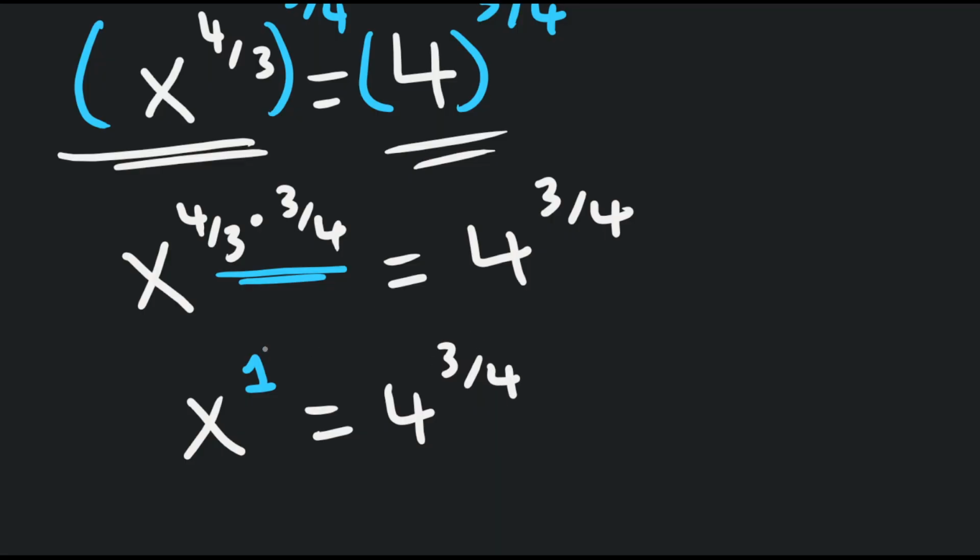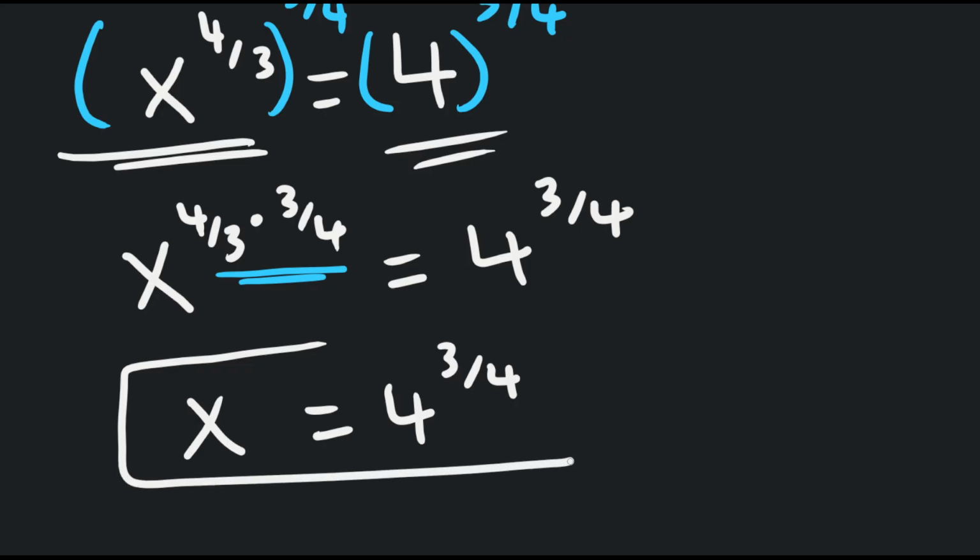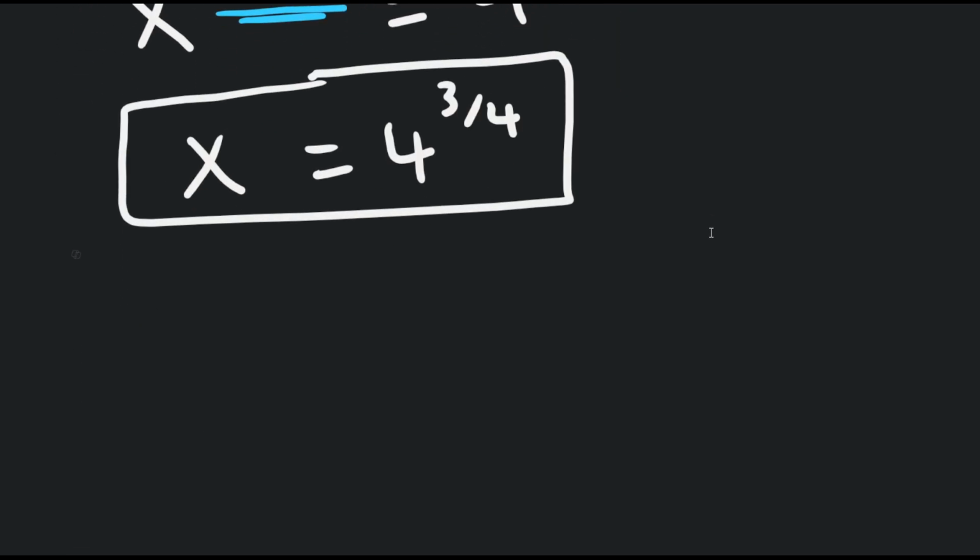And we've actually already solved for x, because now that x is to the power of 1, x to the power of 1 is simply x. And there's our answer right there: x equals 4 to the power of 3/4. And we've successfully solved for x, and the trick is to raise both sides to the power of the reciprocal of that fraction. So let's go through a slightly more complicated example together.